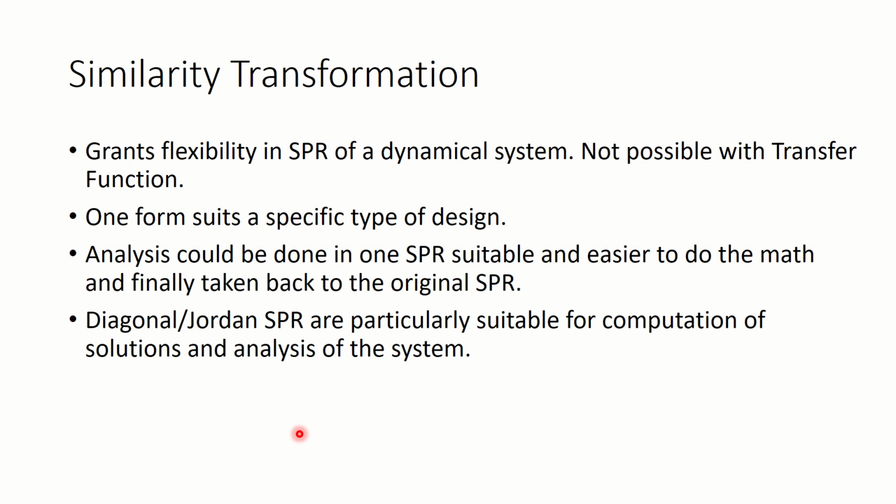What we have is flexibility in representation, and because of that, one form suits one specific type of design, so we can use one particular form and go ahead with the design. Though we may have started with another form which is complex for design purposes, we can easily simplify it through a suitable similarity transformation, and then go ahead with the design. This is not possible with only the transfer function, as you know, because the transfer function is a fixed representation, so we don't have any flexibility there.